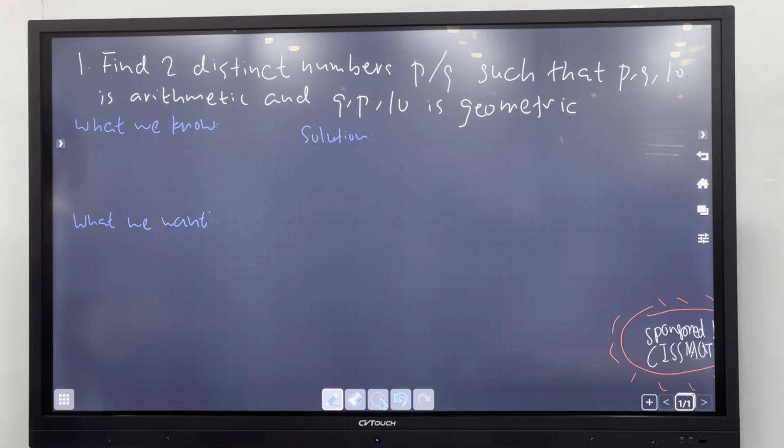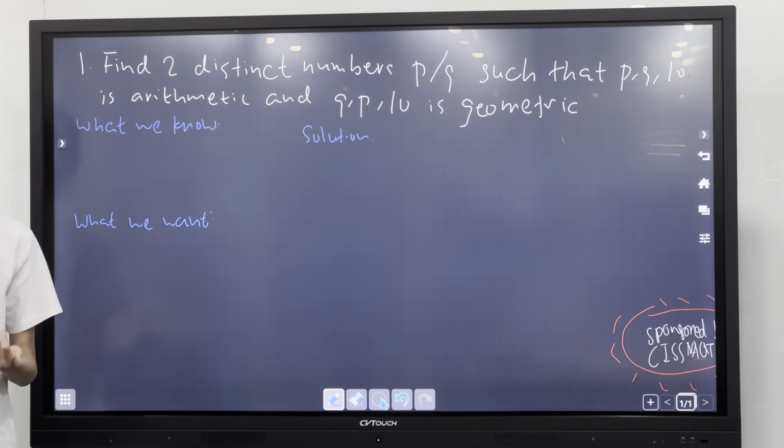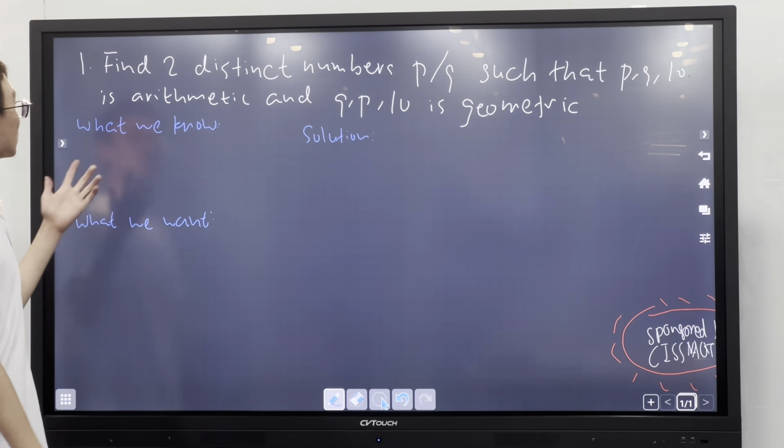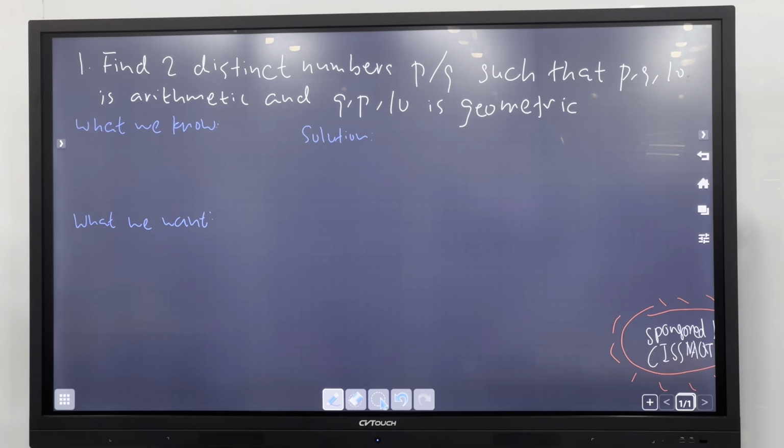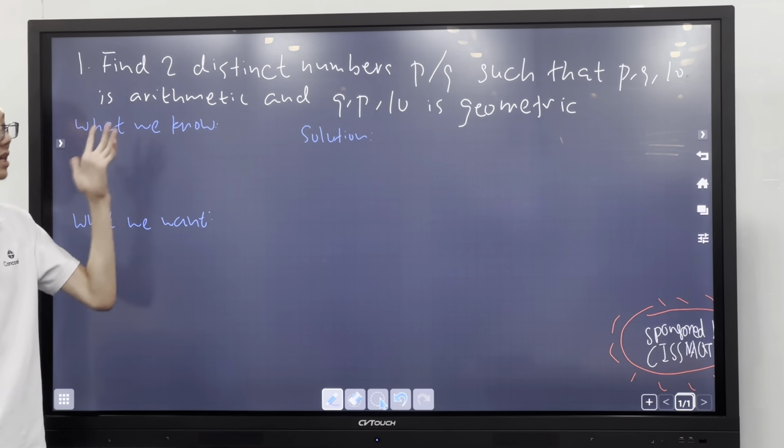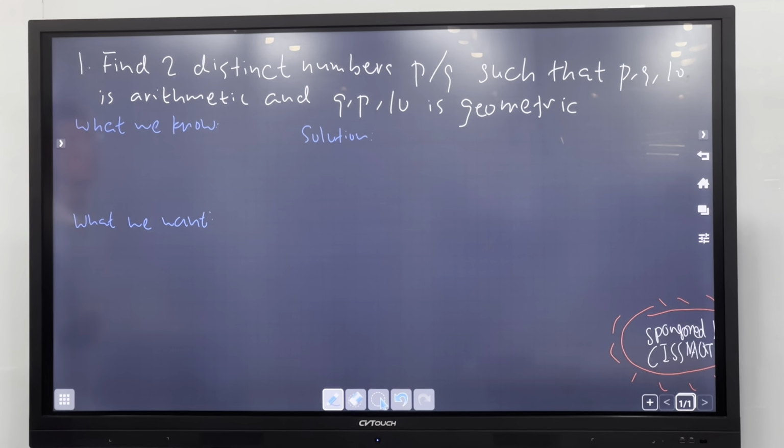Today we'll be exploring a few problems related to arithmetic and geometric sequences. So the first problem that I included is this. Find two distinct numbers p and q such that p, q, and 10 form an arithmetic sequence, and q, p, and 10 form a geometric sequence.